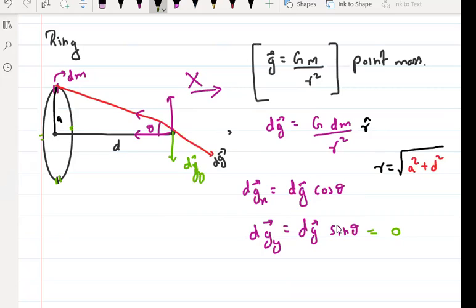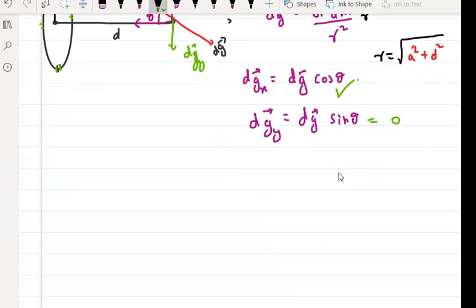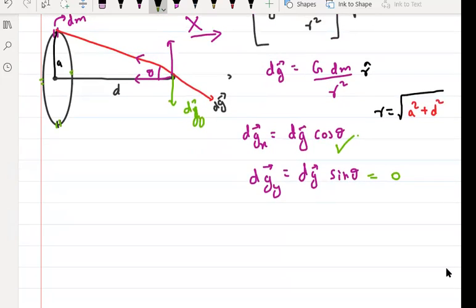Yes or no? Tell me. Means the gravitational field in the y direction will be zero. So I can say the net will be in the x direction only, right? But that net will not be this. That net will be this. Got the concept? Everyone got this concept? Agree? Anyone have any issues?